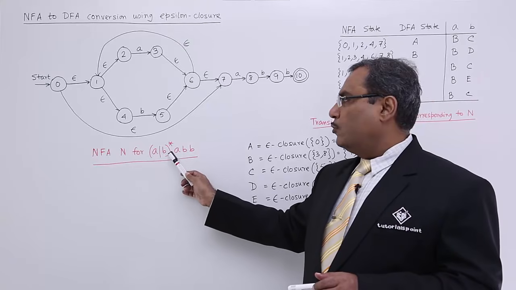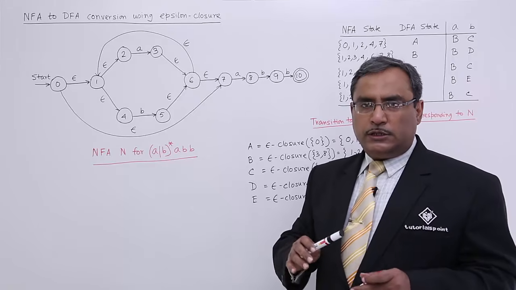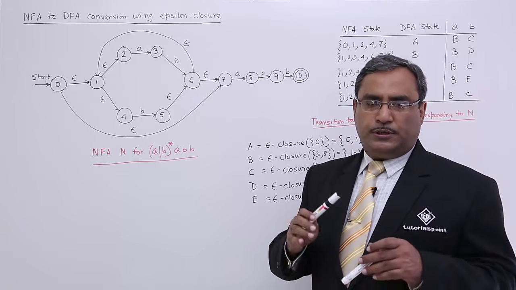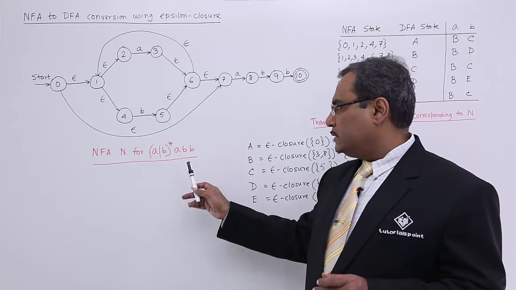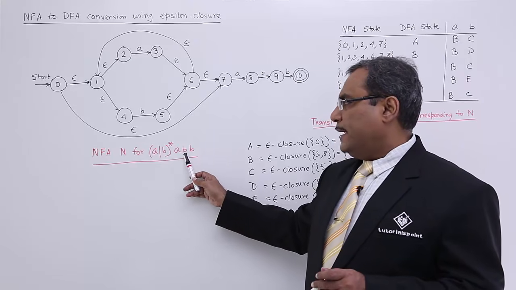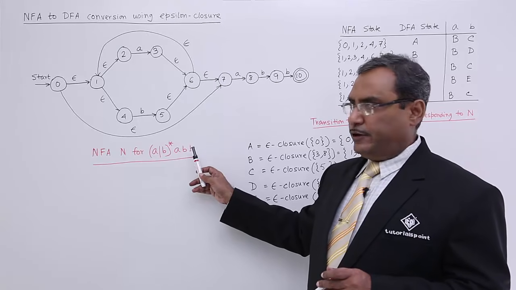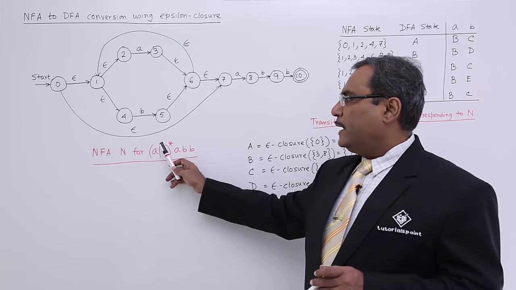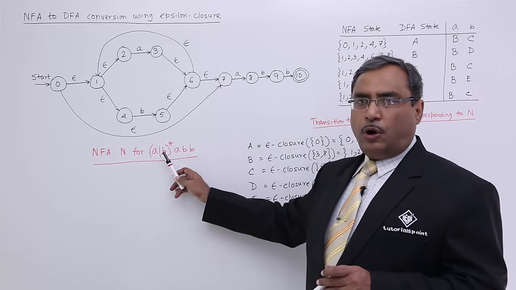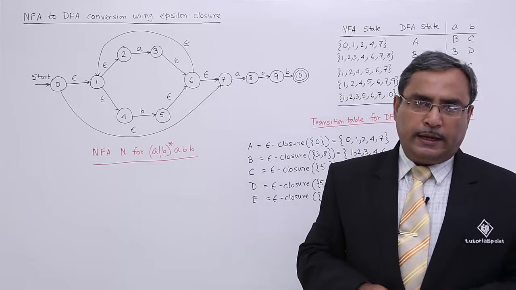That means (a or b) whole star. That means we can have combinations of a and b input symbols, and we can be null also. It can be null also, but it should get terminated by abb. So, that is a compulsory substring. In the total string, a or b may come multiple times, or not even a single time, but abb will be there in the string.